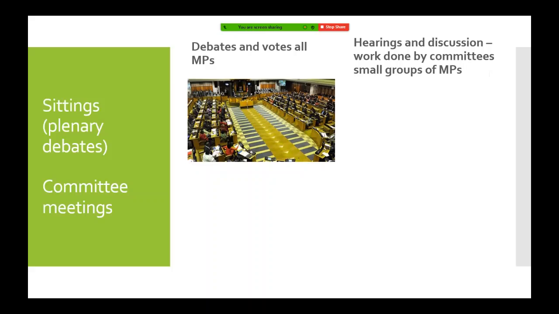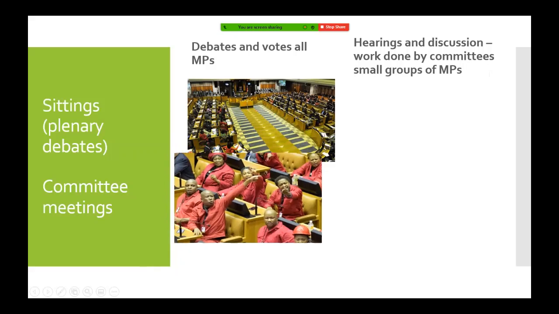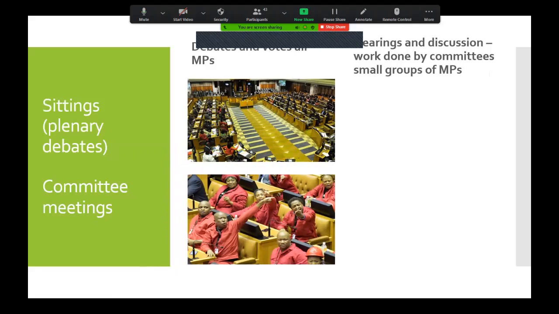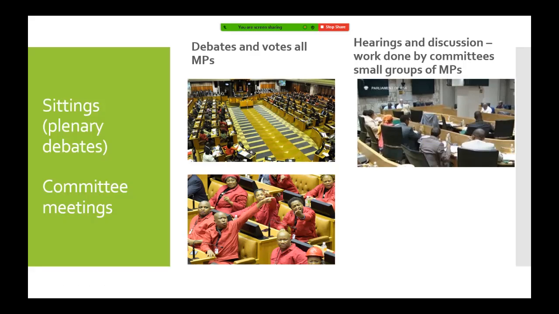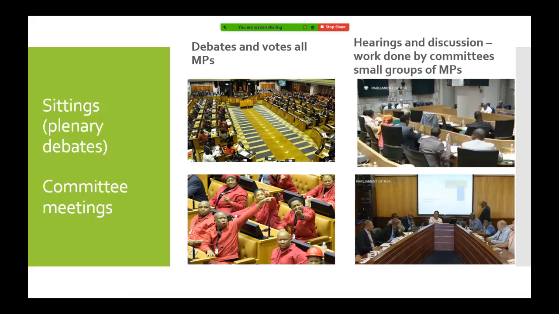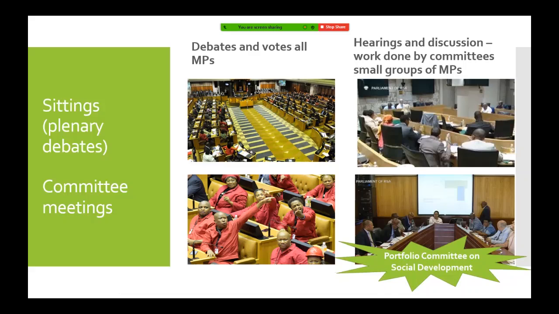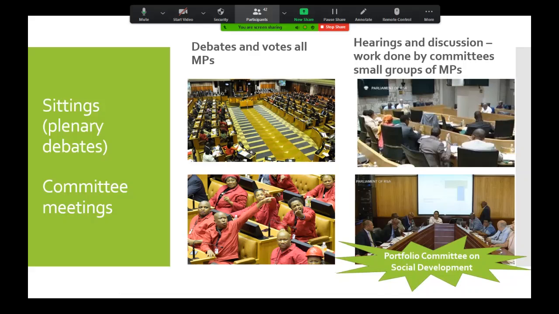Parliament does two things. It has what we call plenary debates or sittings. That's when all the members of Parliament sit in the big chamber. And we often see these noisy debates on the television, right? And that's what these are called, debates, when they vote on bills. But most of the work and the public hearings will be done by small groups of MPs called committees, okay? And the committee that's dealing with the Children's Amendment Bill is called the Portfolio Committee on Social Development.